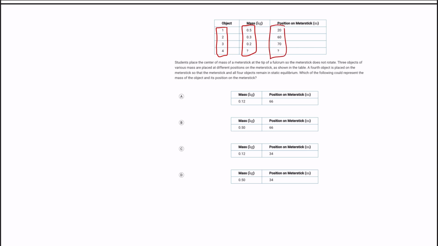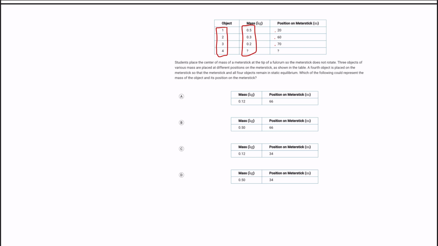And I see a typo, because I'm pretty sure this should be centimeters, since I don't think any of these objects are 20, 60, or 70 meters away from the center of a single meter stick. So to make this simple, instead of changing that to centimeters, I'm going to add a decimal before all of these, which represent centimeters anyway. So 0.2, 0.6, 0.7 meters away. Okay, so that's the position on the meter stick.